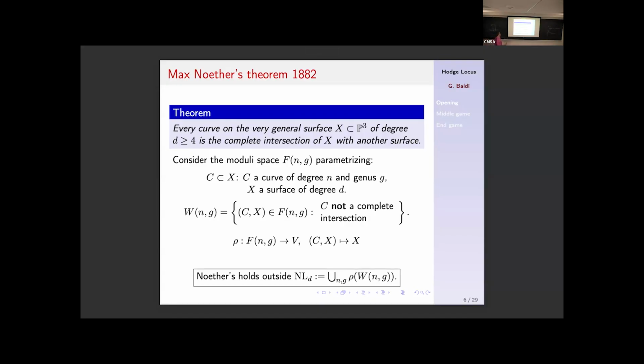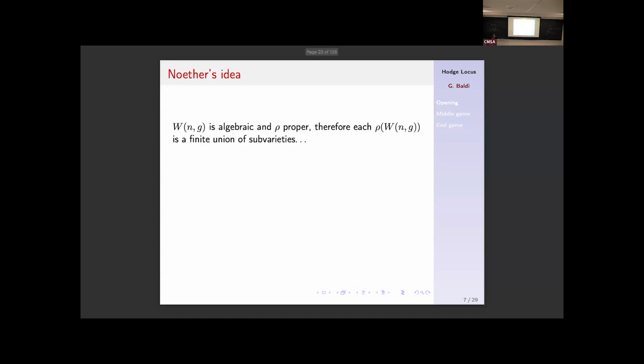And somehow Noether thought that his theorem would hold if you were to remove from U_{n,d} the image of all these loci. I'm just looking for things that are not complete intersections. If I can remove them, I will be done. So the question is whether I can find a point outside this locus here. So it looks like W_{n,g} is an algebraic variety. Rho is a proper holomorphic map, in fact algebraic. And the image of this rho of W_{n,g} is a finite union of subvarieties. So probably they are strictly contained in V, and so I'm done.